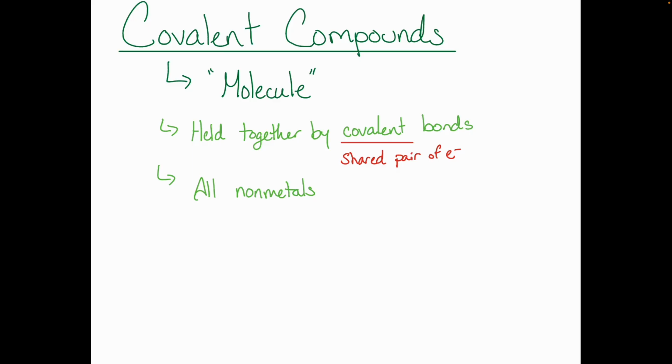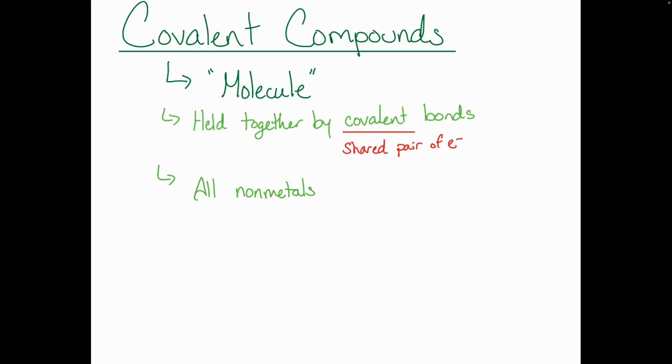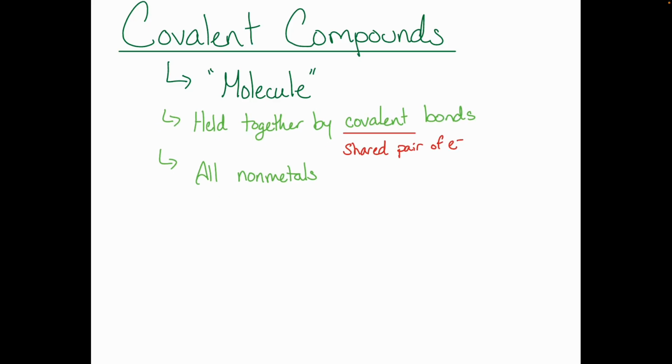All right, when we were talking about ionic compounds, we had a lot of groundwork that we had to do in order to understand how these formulas were put together and how to name them. Covalent compounds are a little bit more straightforward, so we're just going to jump right into our formulas and naming.